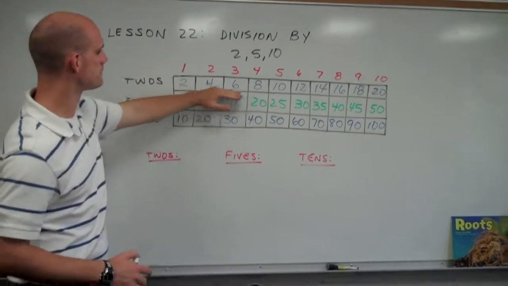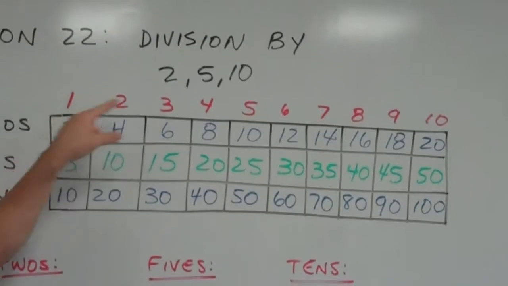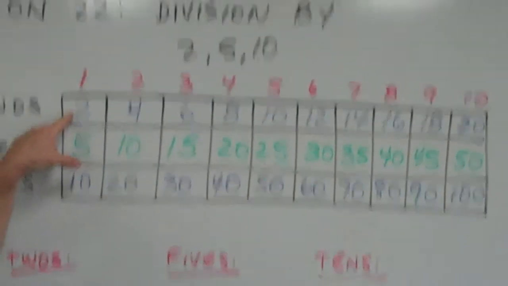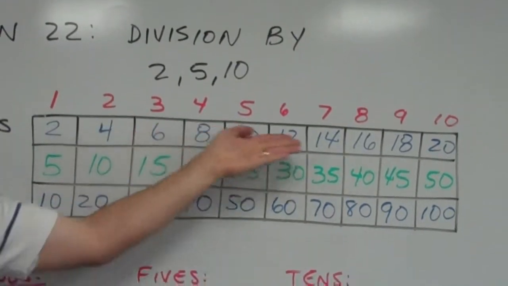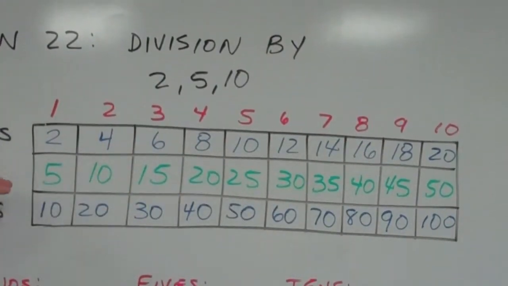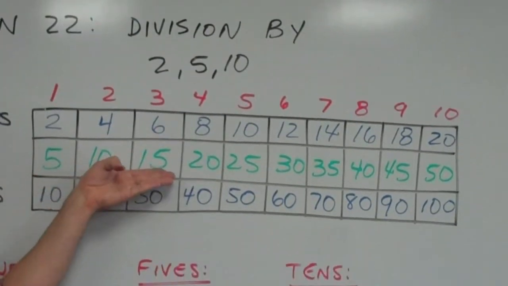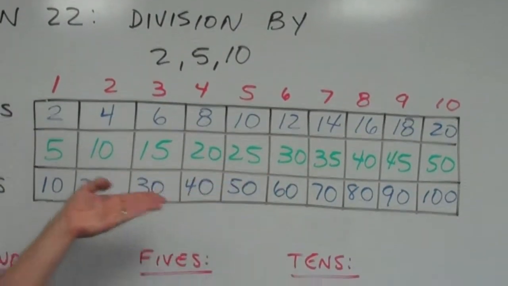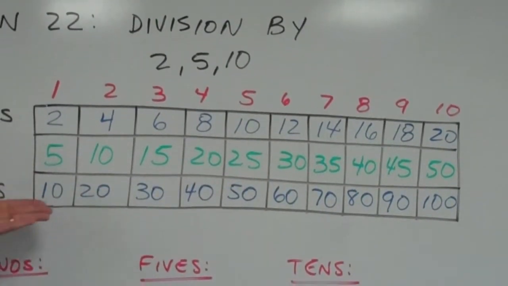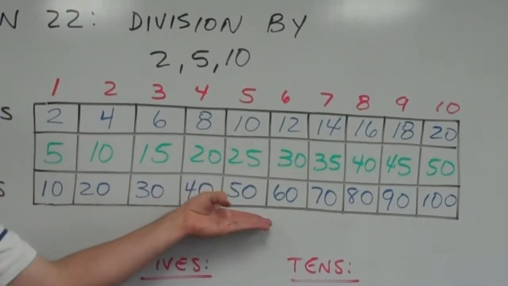In my first row, I have the multiples of 2 by column. So 1 2 would be 2, 2 2s is 4, 3 2s is 6, and on and on. The second row does the same thing with 5s. So in essence, we're counting by 5s. 3 5s is 15, 4 5s is 20, 5 5s is 25. In the third row, we have our 10s. 1 10, 2 10s, 3 10s, 4 10s, 5 10s.